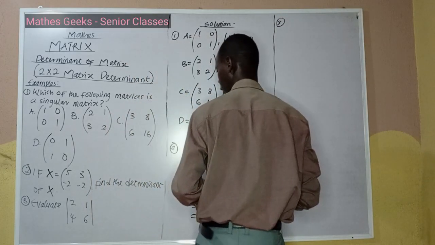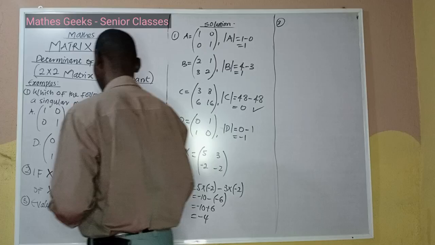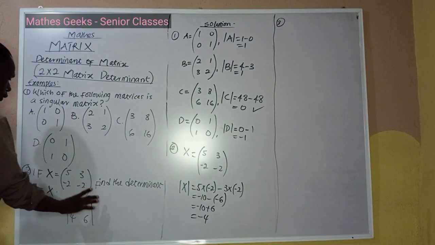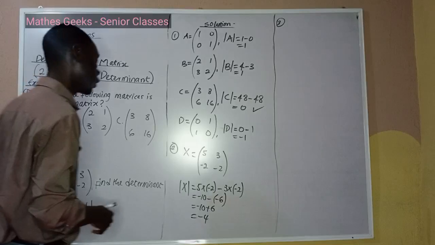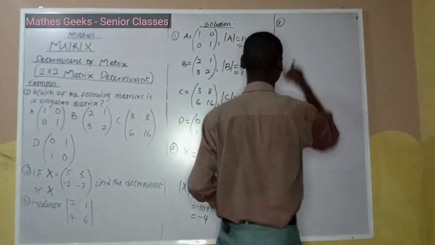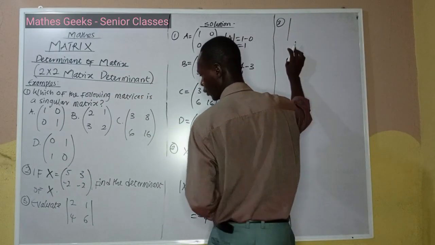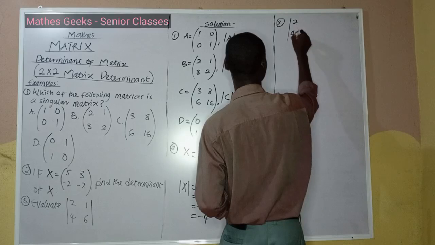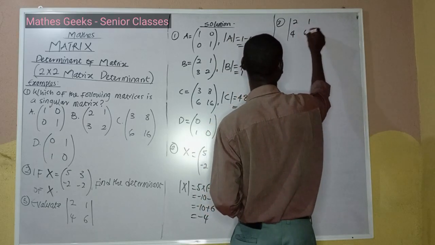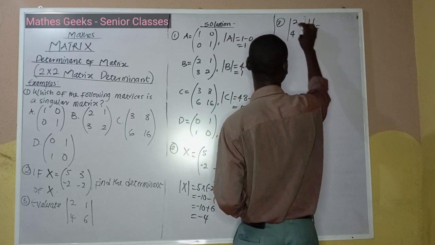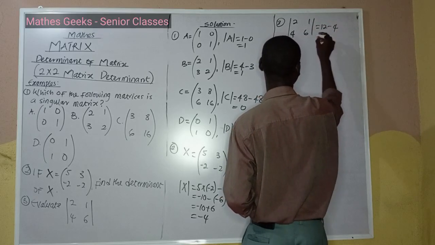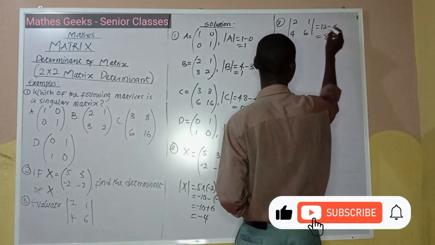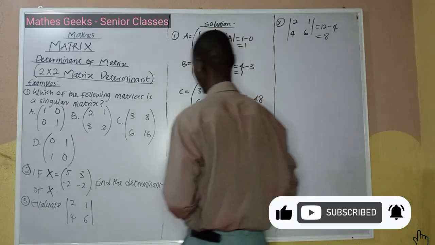evaluate 2 4 1 6. Once you see a matrix enclosed in bars in this form, it means determinants, look for the determinant of that matrix. So the matrix 2, 4, 1, 6 is equal to 2 times 6, 12, minus 1 times 4, 4. So 12 minus 4 is equal to 8. That's the answer.